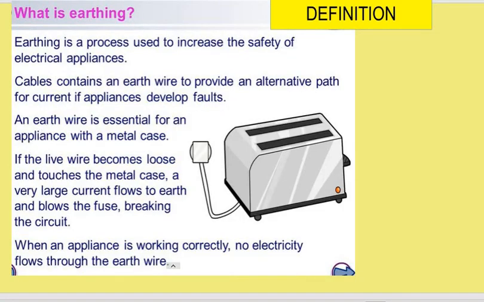Right, we're talking about earthing now. Put a heading earthing. It's the process used to increase the safety of any appliance. Now remember, in the plug there's a live, a neutral and an earth wire. So that yellow-green cable is the earth. It's an alternative path for current should a fault develop in the appliance. And that means that once the current runs into the earth, it really goes nowhere, so therefore the electricity can stop flowing. Can you write a definition for earthing?